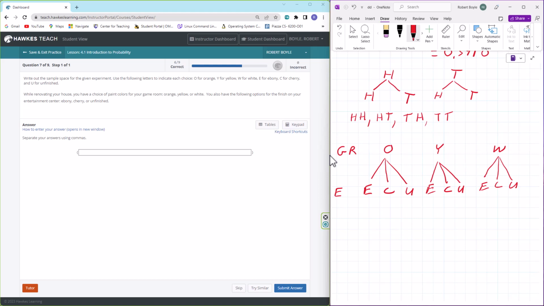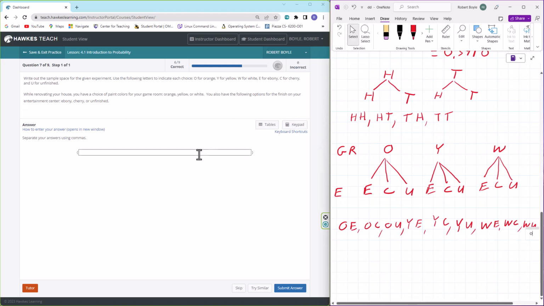So here we have orange and ebony, orange and cherry, orange and unfinished. Over here we have yellow and ebony, yellow and cherry, yellow and unfinished. And then finally, white and ebony, white and cherry, white and unfinished. And that's what goes into here.